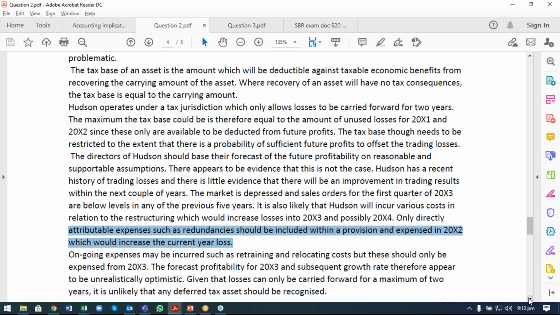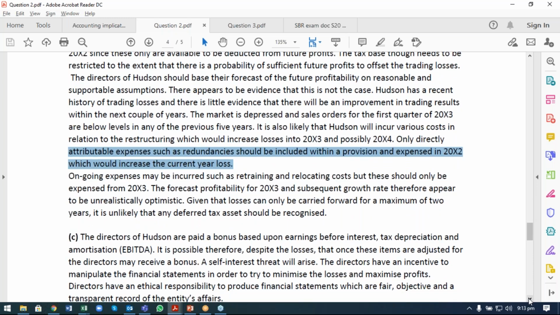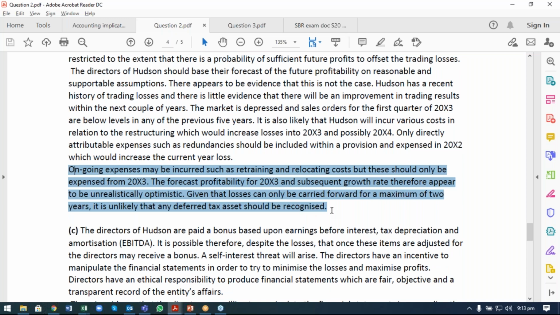So even redundancies made within 2002 should also increase the expense. Ongoing expenses may be incurred, such as retraining and relocating costs, but these should only be expensed from 2003. The forecast profitability for 2003 and subsequent growth rate therefore appear to be unrealistically optimistic. Given that losses can only be carried forward for a maximum of 2 years, it is unlikely that any deferred tax arises, so no deferred tax should be recognized. Is it clear to everyone how we are accounting for these tax losses? Yeah, exactly.